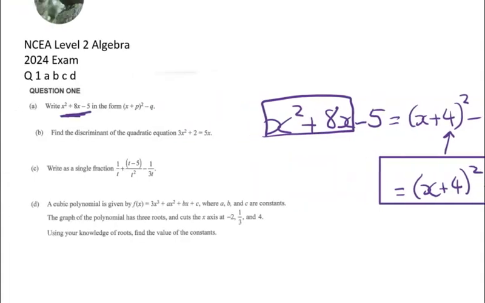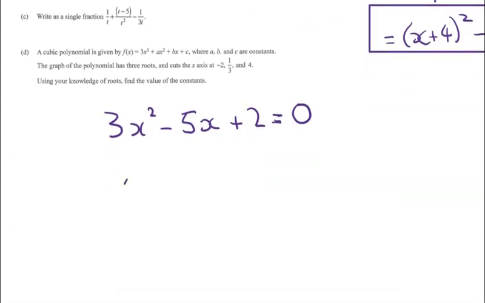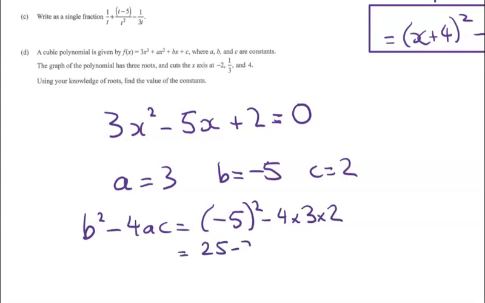Right, on to the next one. Find the discriminant of the quadratic equation 3x squared plus 2 equals 5x. So the first thing we need to do is to pop it into the normal form. I'm going to subtract 5x from both sides. And now we have a quadratic with a is 3, b is negative 5, and c is 2. The discriminant is b squared minus 4ac, so that's going to be negative 5 squared minus 4 times 3 times 2, which gives me 25 minus 24, which is 1.